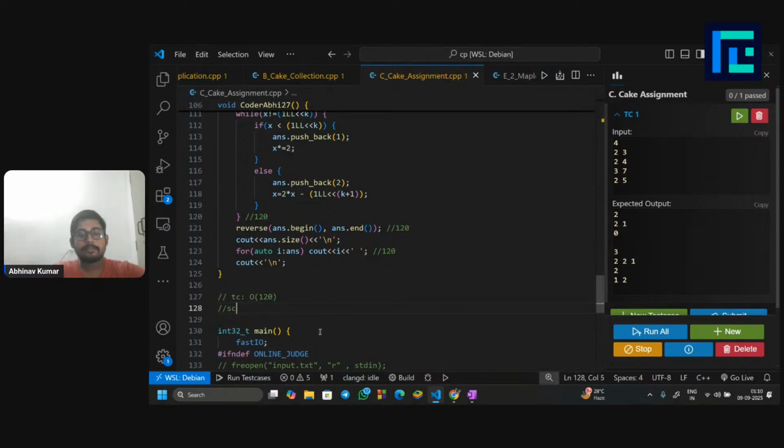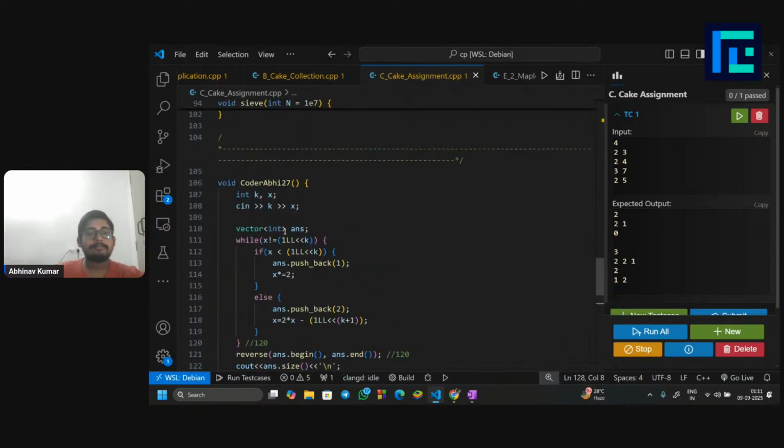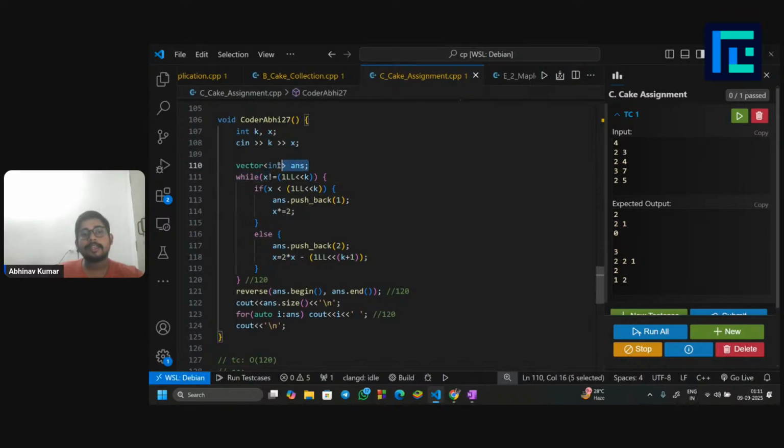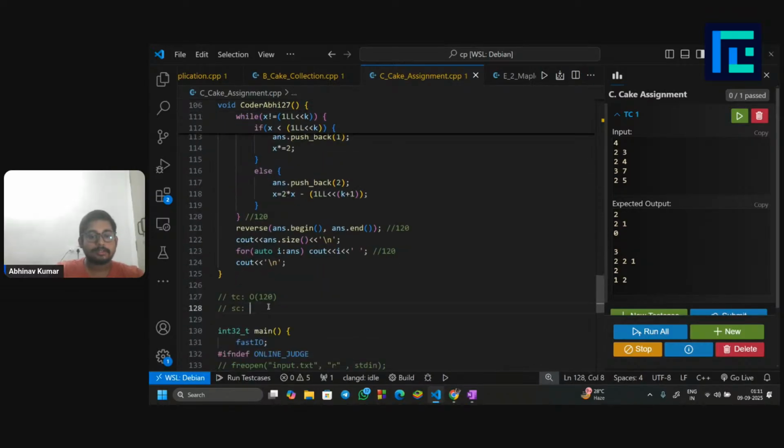Okay, and space complexity, if you analyze, then we are just using constant values and a vector which may take a size up till 120. So this would have a order of 120. Okay, I hope this problem is clear to you.